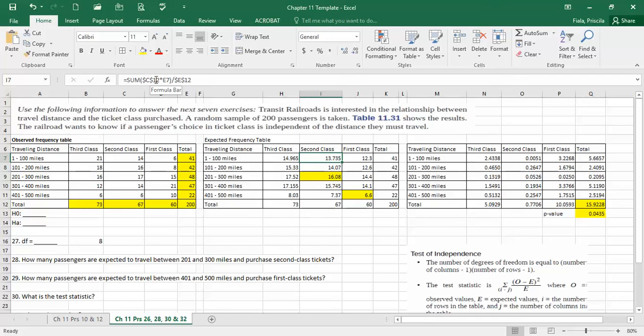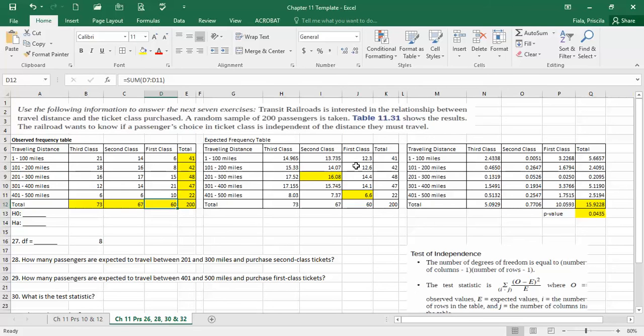The sum of C12, now I'm on column C, row 12. Now I'm doing this column over here. Okay, sum of C12 times, and now I'm back to the first, so I can do 1 to 100 miles total and then the overall divided by the overall total, okay? And then you do the same thing: this value times this value divided by the overall total, and then this value times this value divided by the overall total, and so forth and so on.